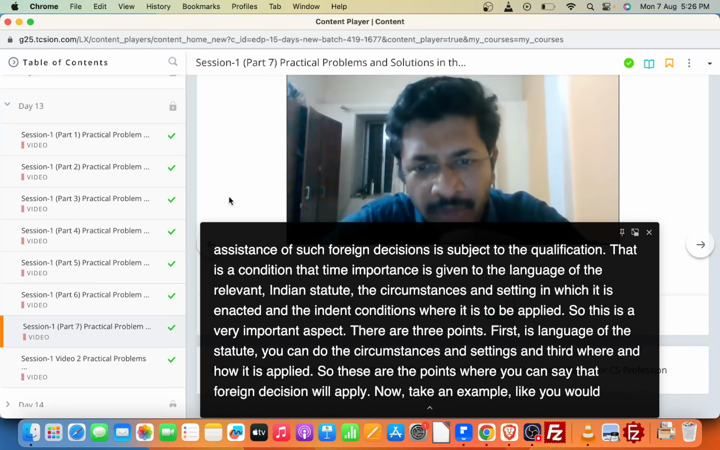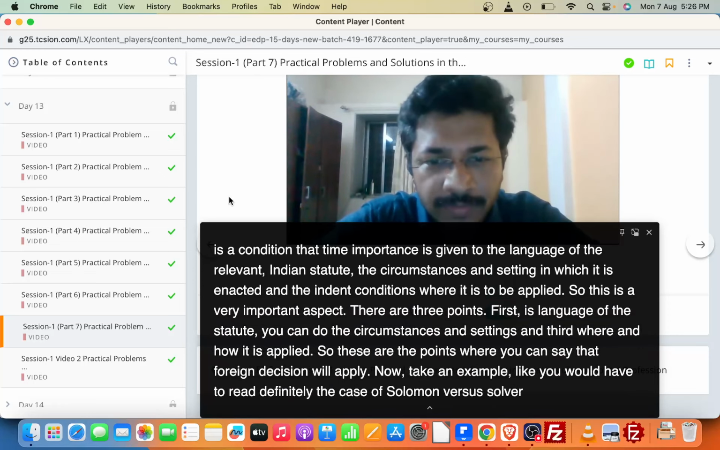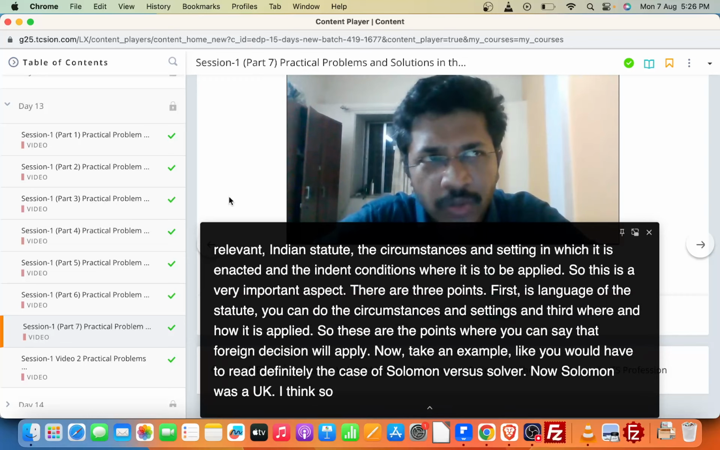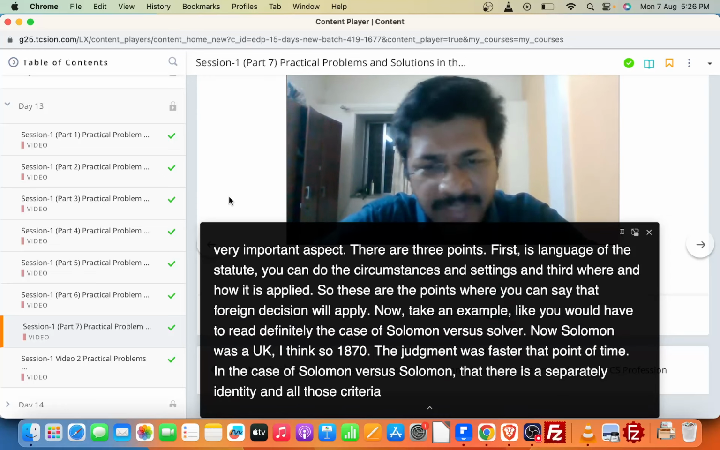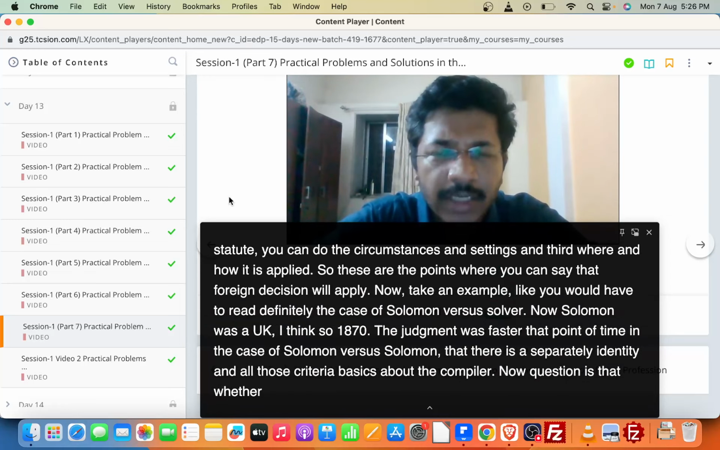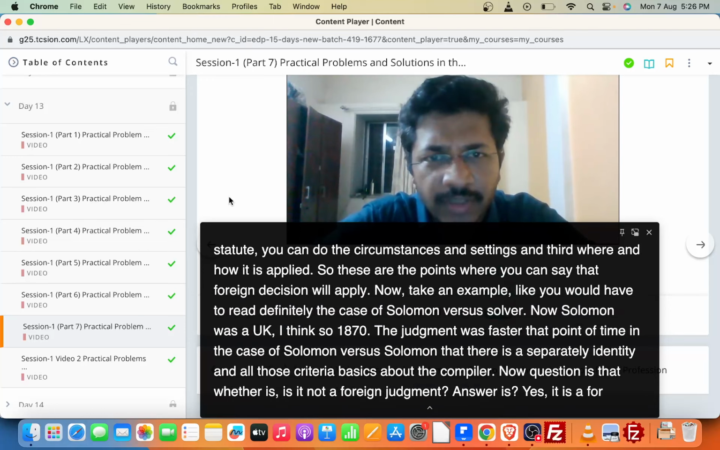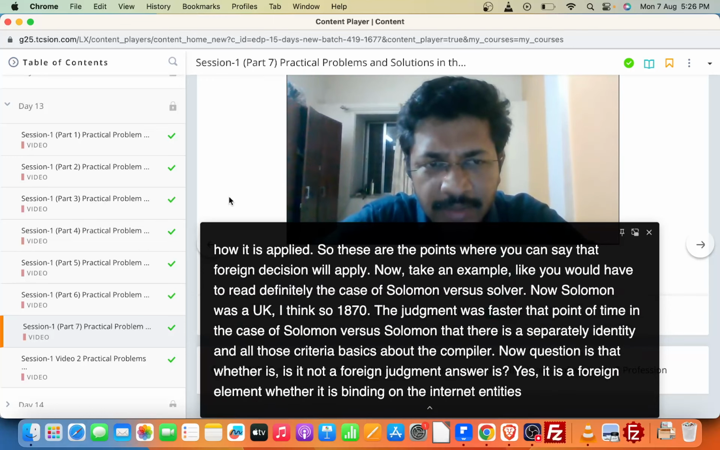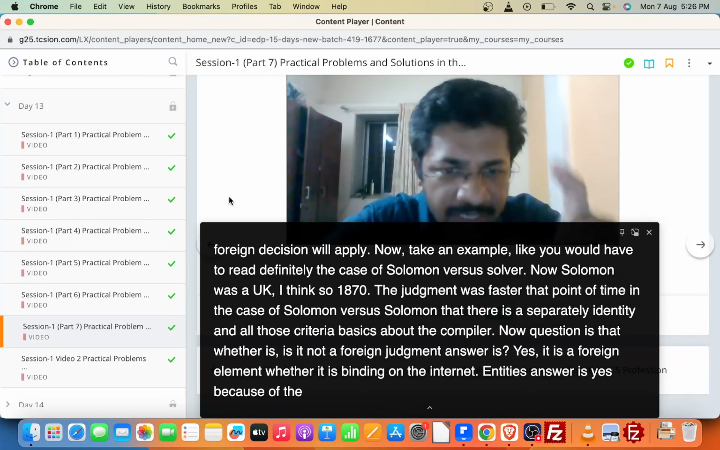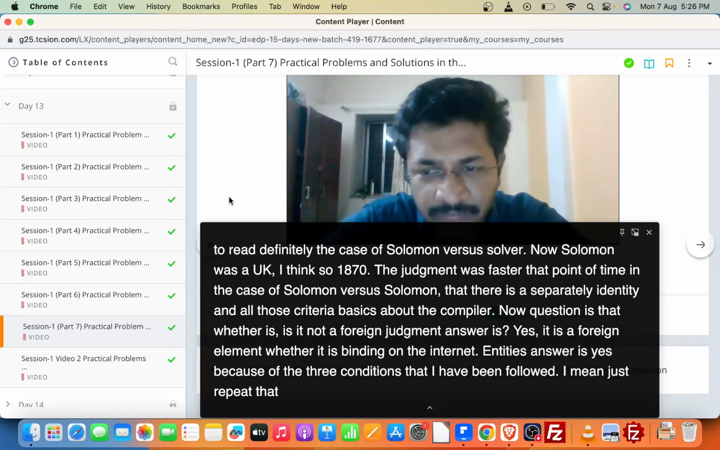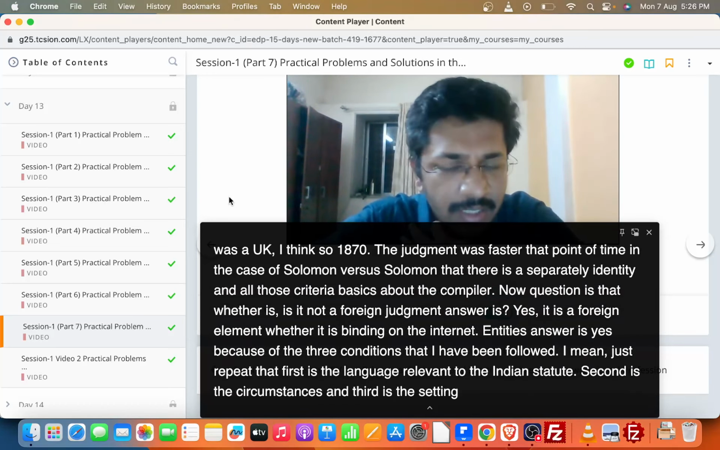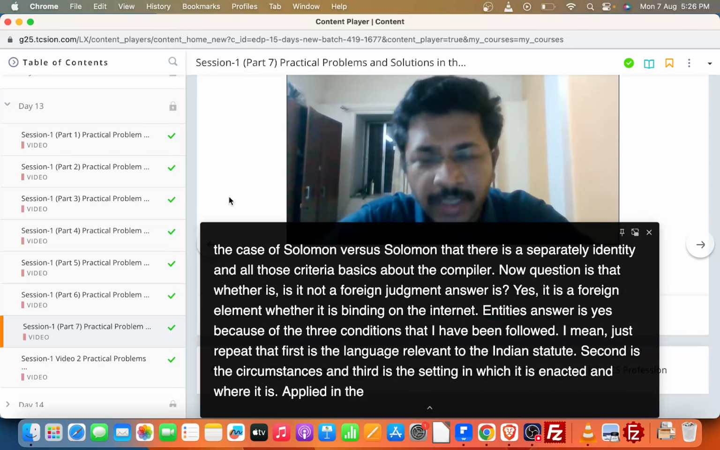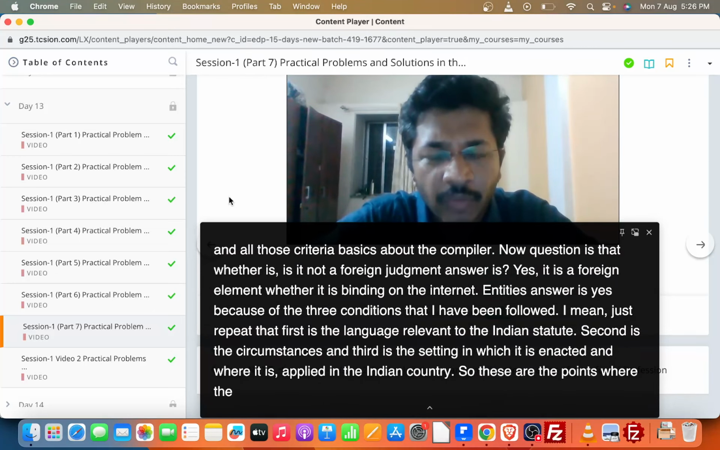Now take an example. Like you would have studied definitely the case of Solomon versus Solomon. Now Solomon versus Solomon in the UK, I think 1870 the judgment was passed at that point of time. In the case of Solomon versus Solomon, there is a separate legal entity and all those criteria, basics about company law. Now the question is whether it is not a foreign judgment? Answer is yes, it is a foreign judgment. Whether it is binding on the Indian entities? Answer is yes, because of the 3 conditions that have been followed. And we just repeat that. First is the language relevant to the Indian statute. Second is the circumstances, and third is the setting in which it is enacted and where it is applied in the Indian condition. So these are the points where the foreign decisions will be applicable.